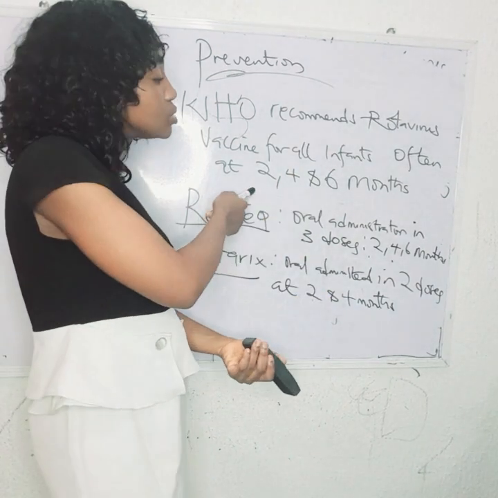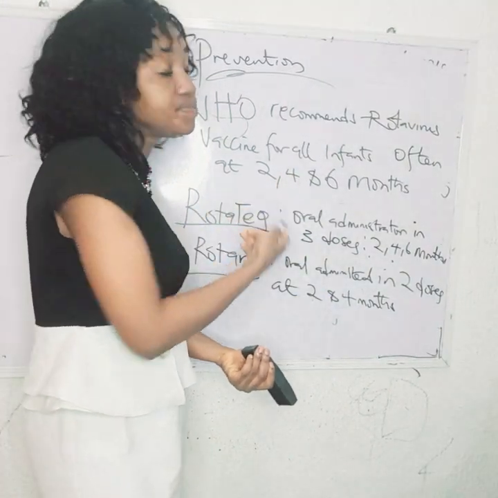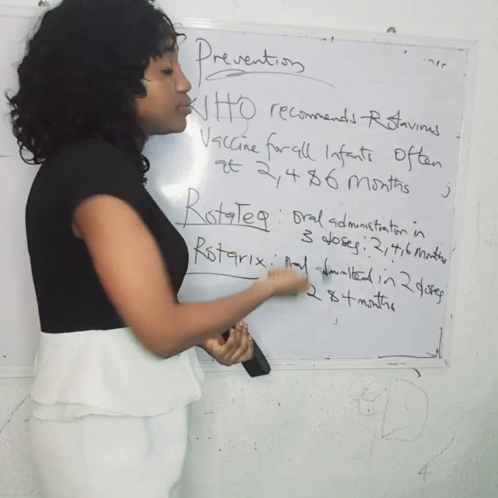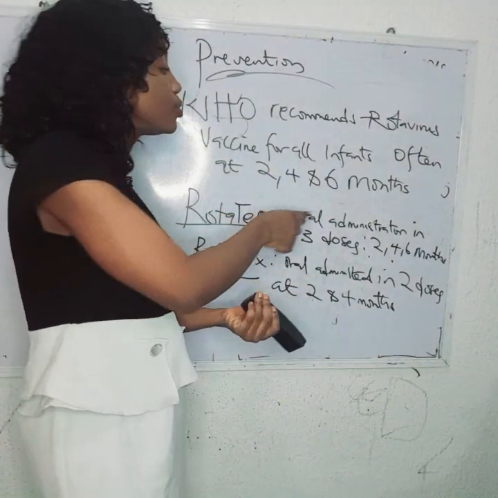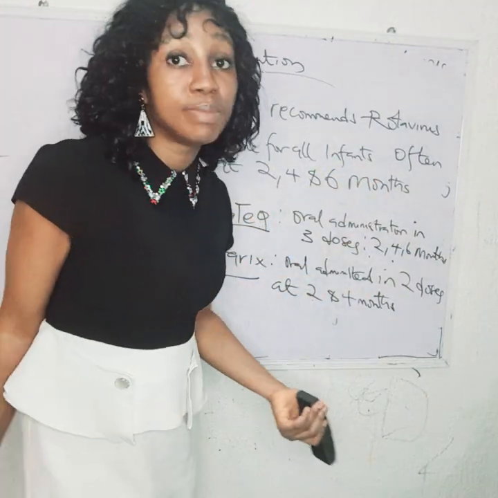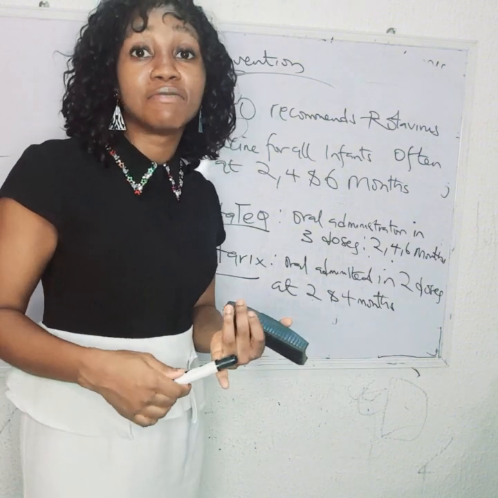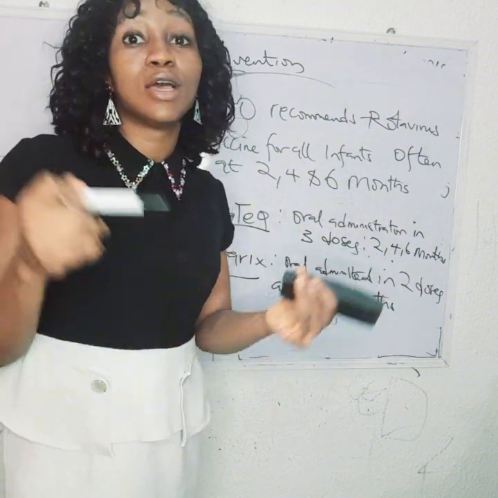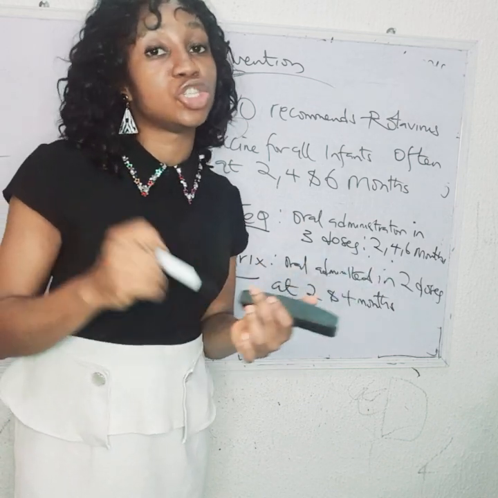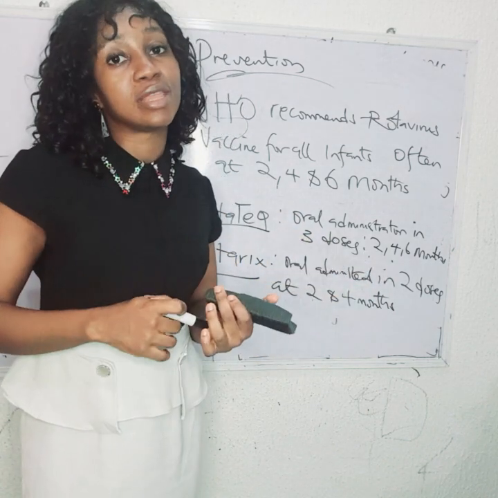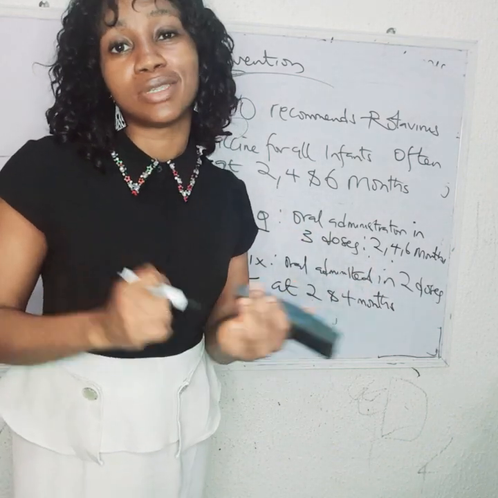Do you see how critical the age is for the vaccine? Because they know that even before you're getting to 2 months, you're probably susceptible to it. And we are also advised to keep a clean environment, always wash your hands after stooling, wash your hands after changing your baby's diaper, and try every other thing you can to keep your child safe from rotavirus.